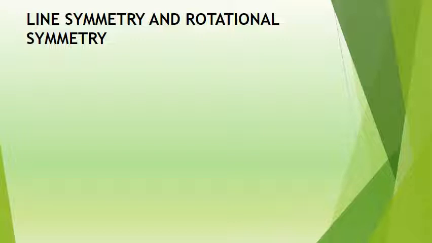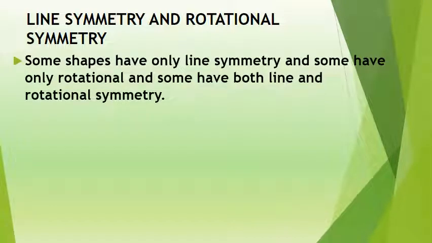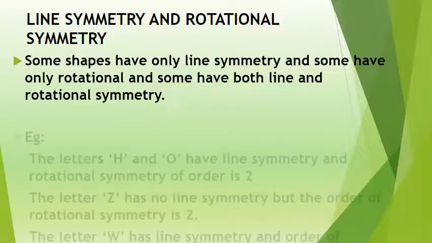Children, in the previous classes we have discussed in detail about symmetry, mirror reflection, line of symmetry, rotational symmetry and all. Here we are discussing line symmetry and rotational symmetry of objects, shapes or alphabets. Some shapes have only line symmetry, some have only rotational symmetry, and some have both line and rotational symmetry.